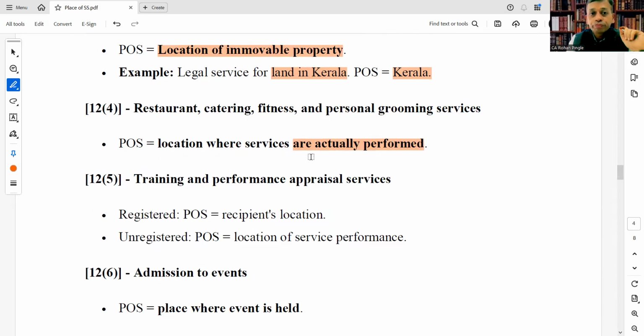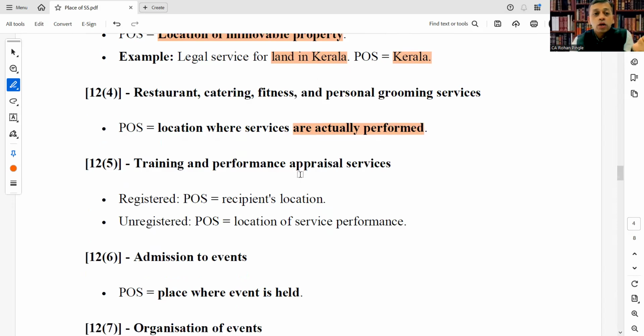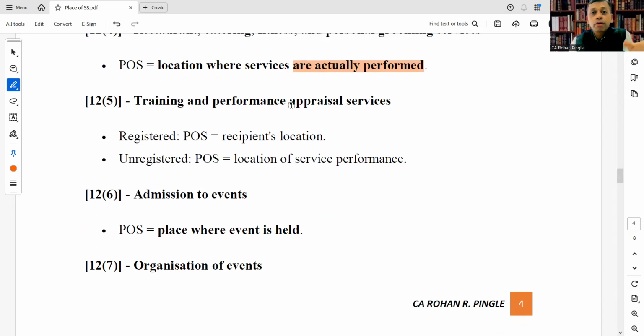Subsection 3 talks about services in case of immovable property. Subsection 4 talks about restaurant, catering, fitness, and personal services. The place of supply will be the location where services are actually performed. Next, subsection 5 of section 12, training and performance appraisal services. Here, two scenarios: registered and unregistered. In case of registered, the place of supply will be the recipient's location. In case of services to unregistered persons, the place of supply will be the location of service performance.